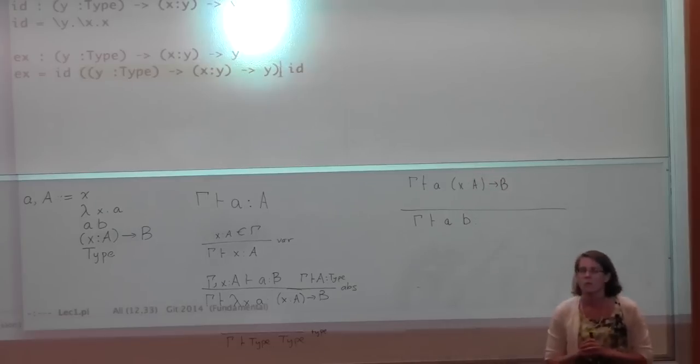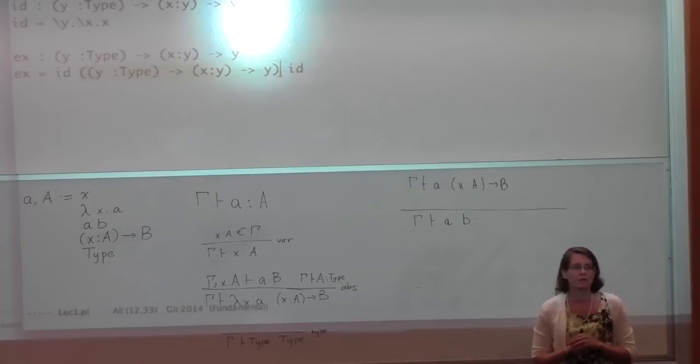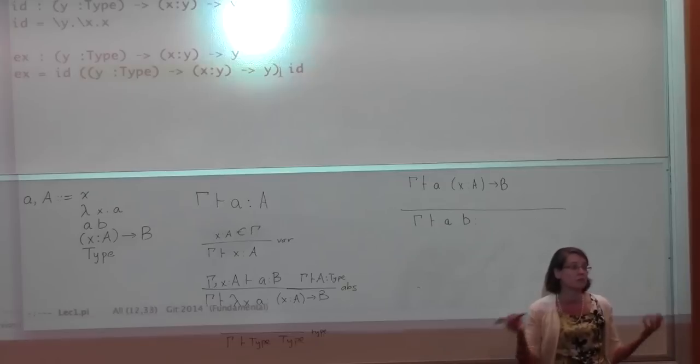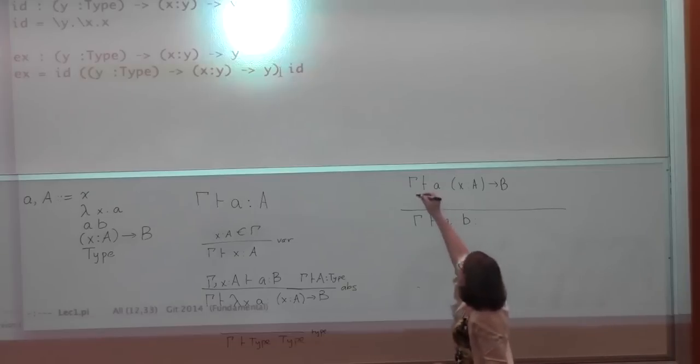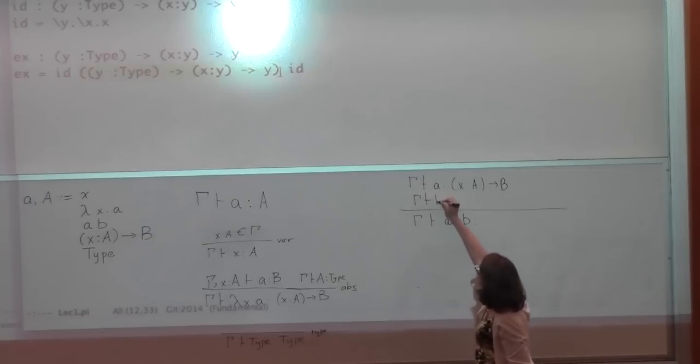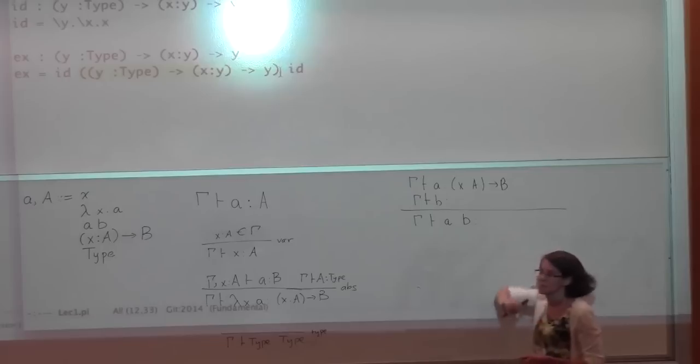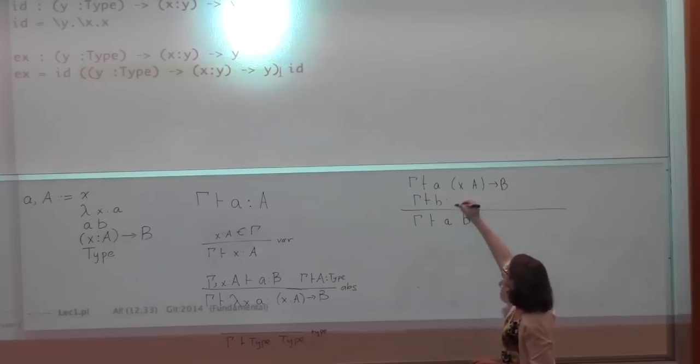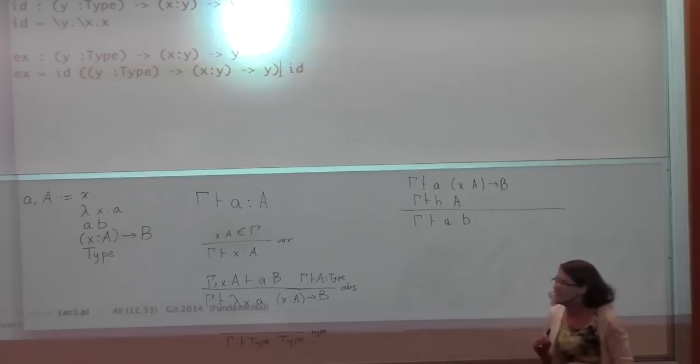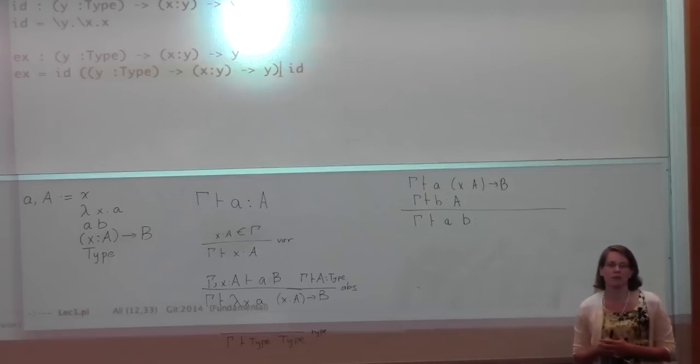Okay. What about B? What do we need to know about B? We need to check that B is a good argument for this function. So we need to check that B's type is capital A. It's the domain type of the function. And what is the result type of this application?